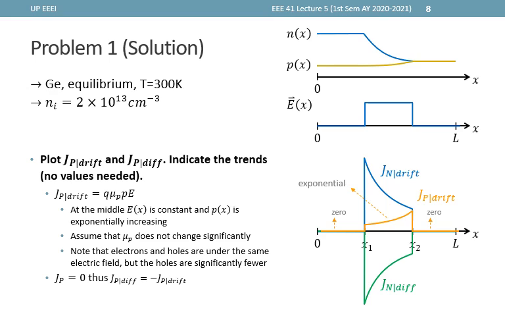So again, instead of using the expanded formula for Jp diff, we can still use the fact that the material is in thermal equilibrium, and therefore Jp must be equal to 0, and therefore Jp diff must be equal to negative Jp drift. Now we have the orange plot for Jp drift. We can therefore just flip it to get the plot for Jp diff.